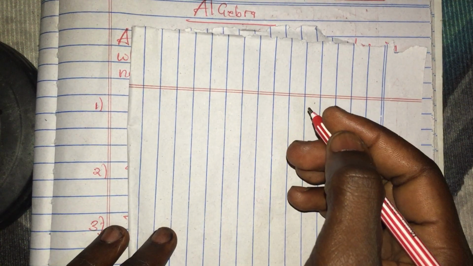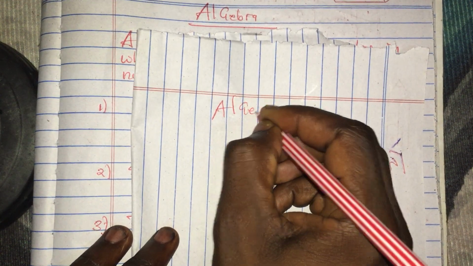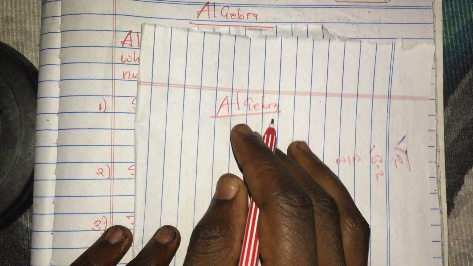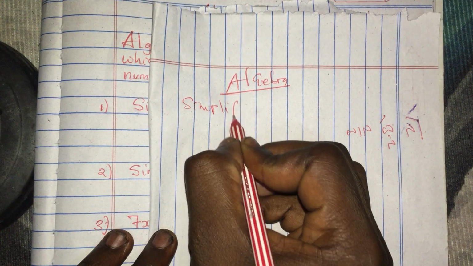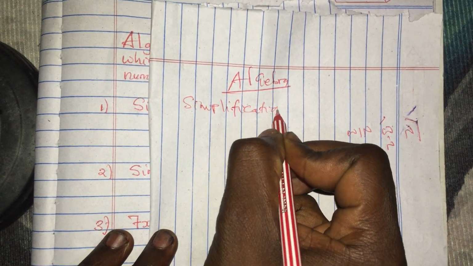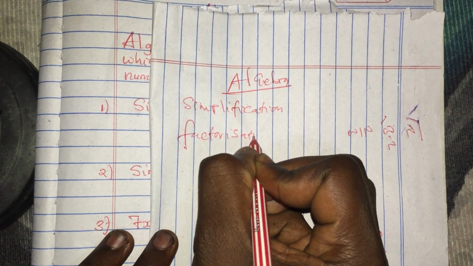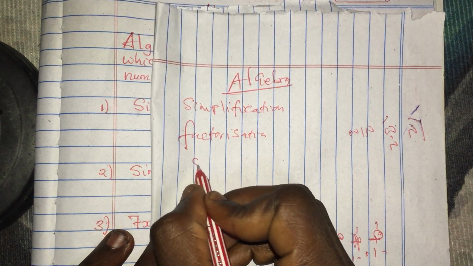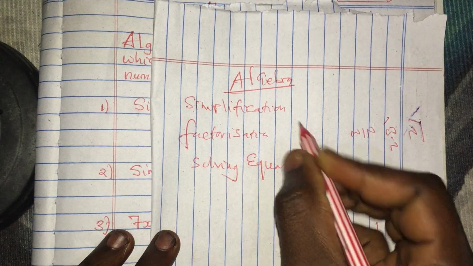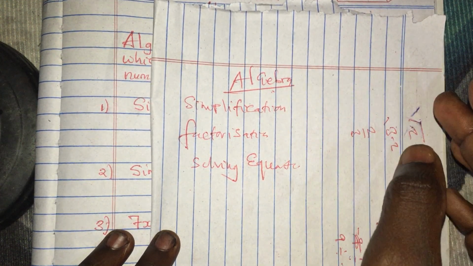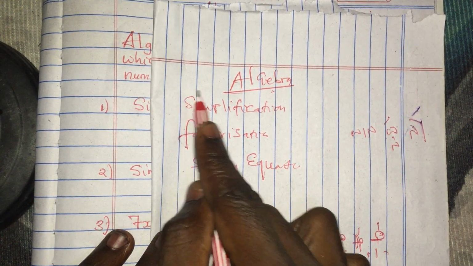Alright, our topic 2 is algebra. It's very important that you understand that when we talk about algebra, about three things are involved. Number one, simplification, factorization, and also solving equations, right? These things are involved in algebra. So now the first step is simplification, alright?